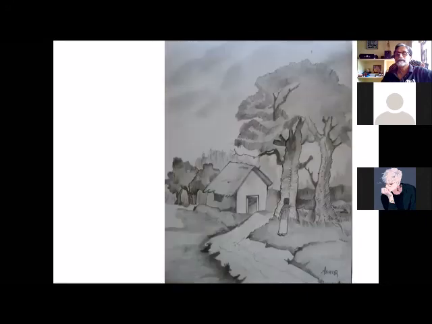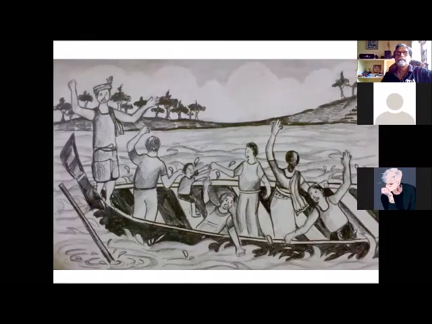See another wonderful example of a beautiful sketch, a very simple sketch, but you can see how much depth there is in the sketch, done very simply using shading as a technique. It could be a scene from one of these days: people stuck in a boat about to drown, correct? Flood around.